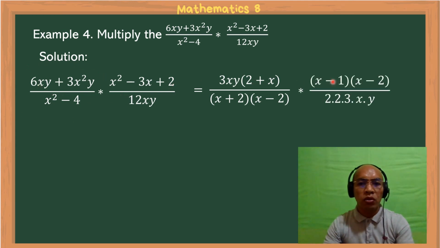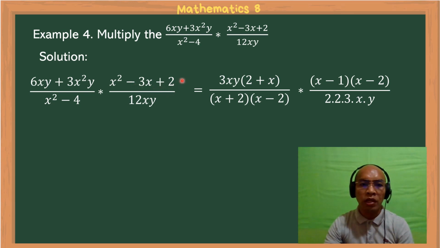For the second expression, this is a quadratic trinomial. So x and x are the factors of x squared. What are the two numbers that we are going to multiply, since our constant is positive 2? What are those two numbers whose product is positive 2 but whose sum is negative 3?